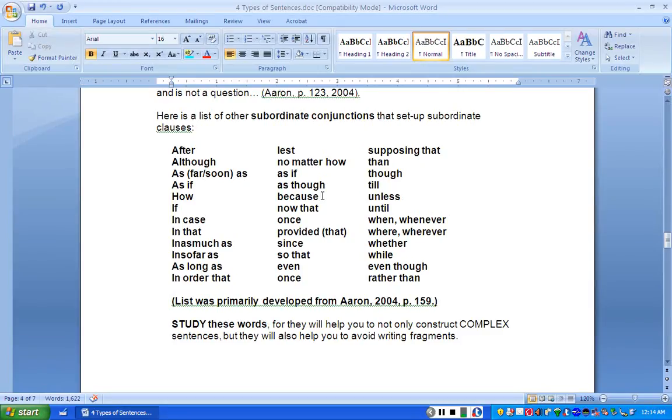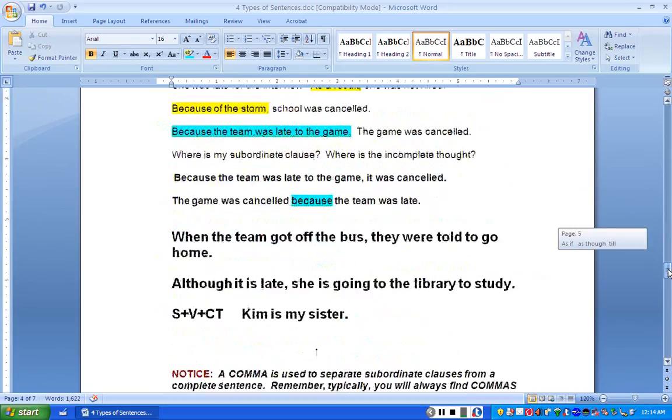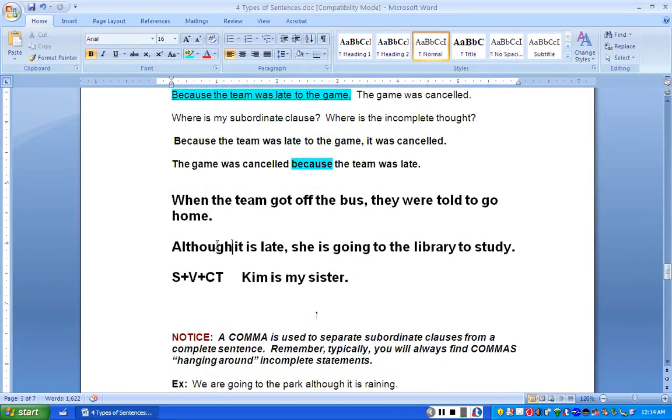So because it's raining, till death do us part, even though I'm late, after the game. It forces a whole clause, a whole thing. So, although what? Although it is late. When what? When the team got off the bus. You can ask yourself that question to figure out where the comma goes. But again, look for the start of the new sentence. She is going. That cadence will pick back up.